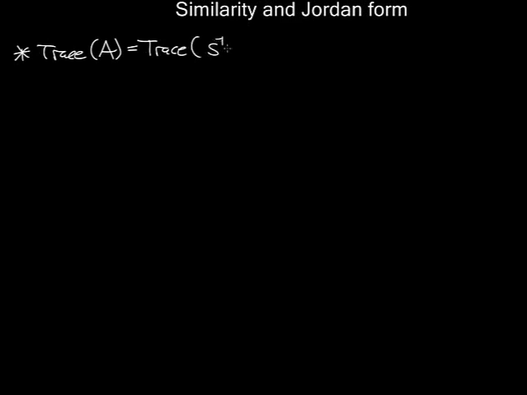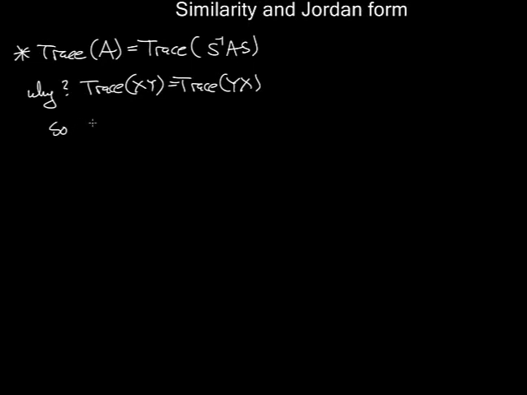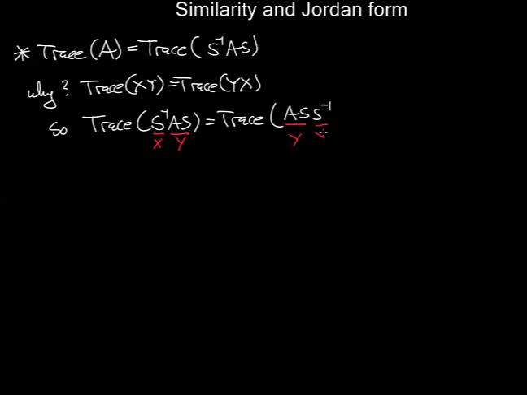And similarly, the trace of A and the trace of S inverse AS are the same. Why is this? Well, there's a basic property that trace of xy is the same as trace of yx. You can change the order. So the trace of S inverse AS, what I'm going to do is write that as x times y, where y is AS. And now switch the order, you get AS, S inverse, and the S and S inverse cancel, and you get the trace of A. Okay, so trace and determinant are preserved under a similarity transformation.